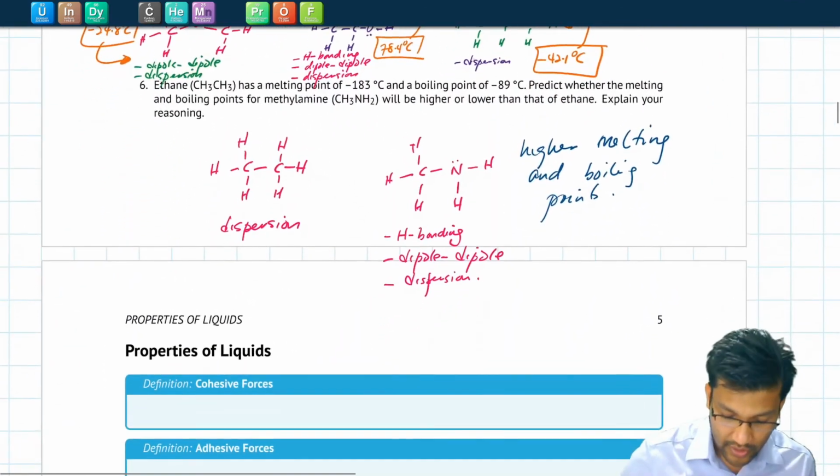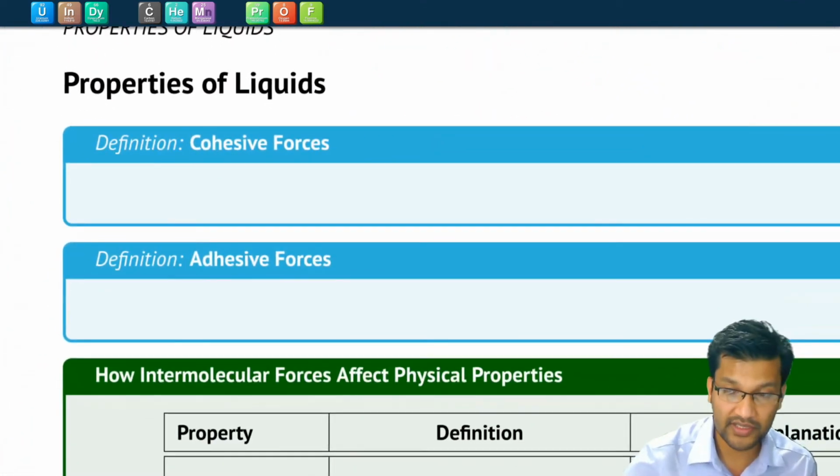Okay, in our next video, we're going to talk more about the properties of liquids in terms of these intermolecular forces. We'll see you then.